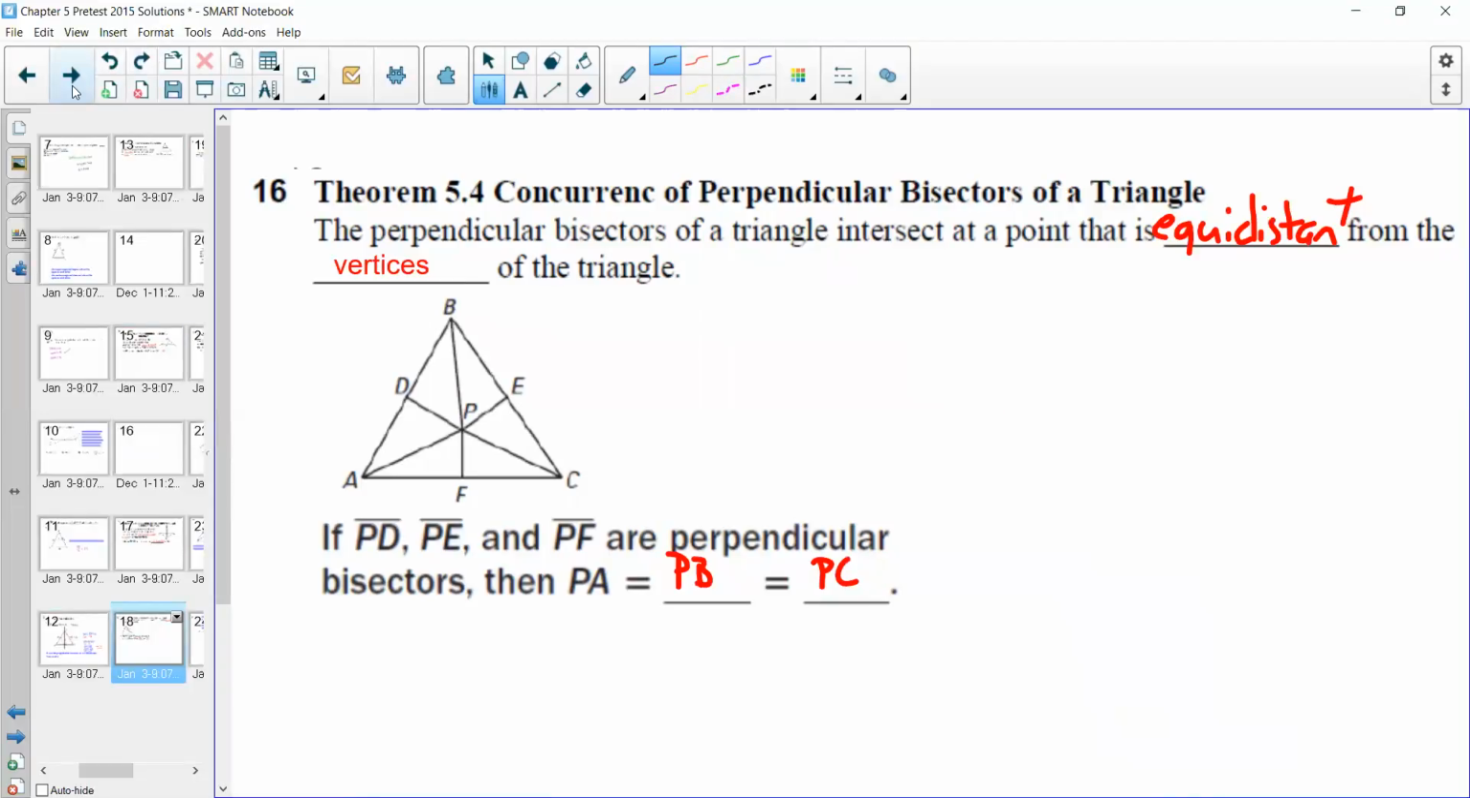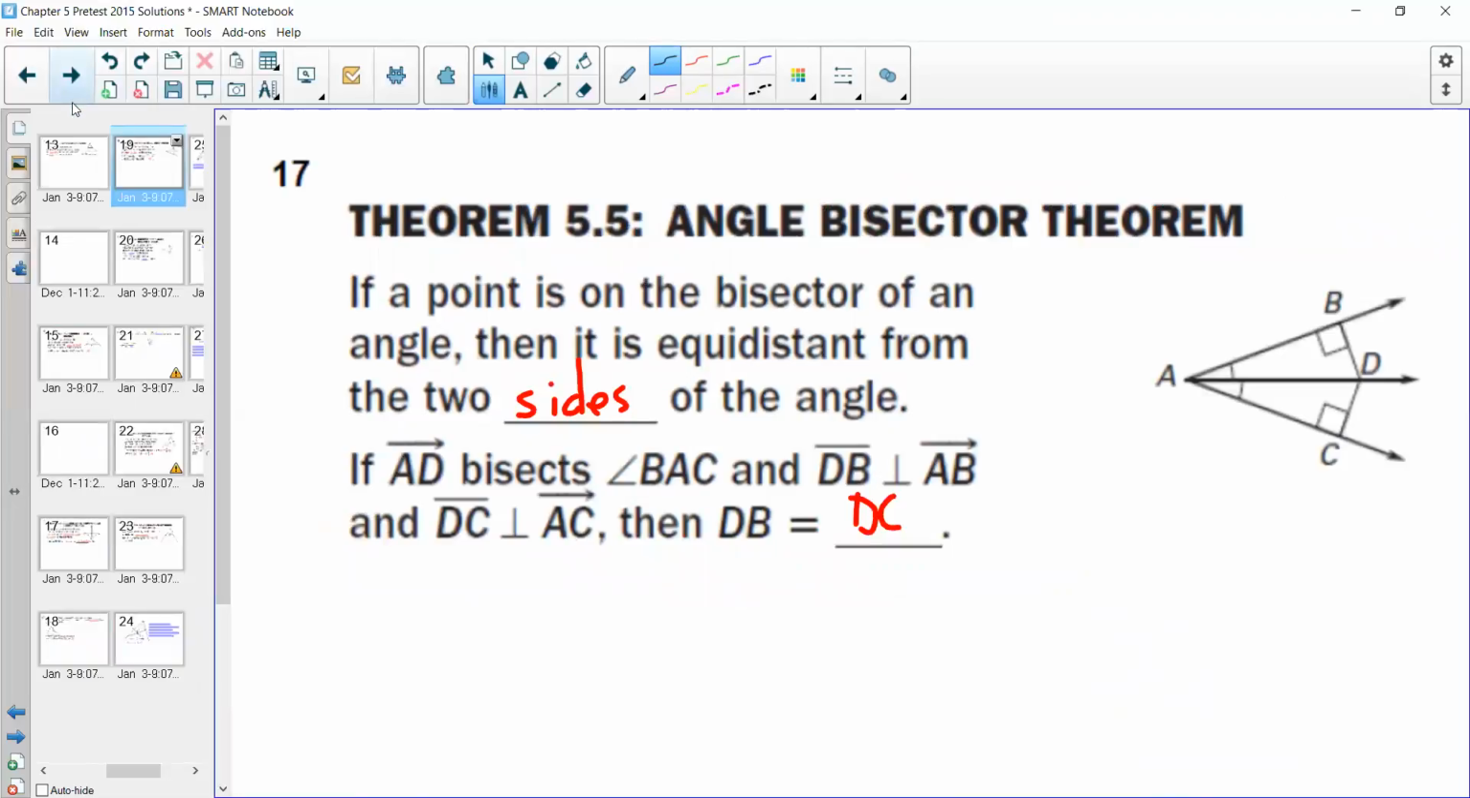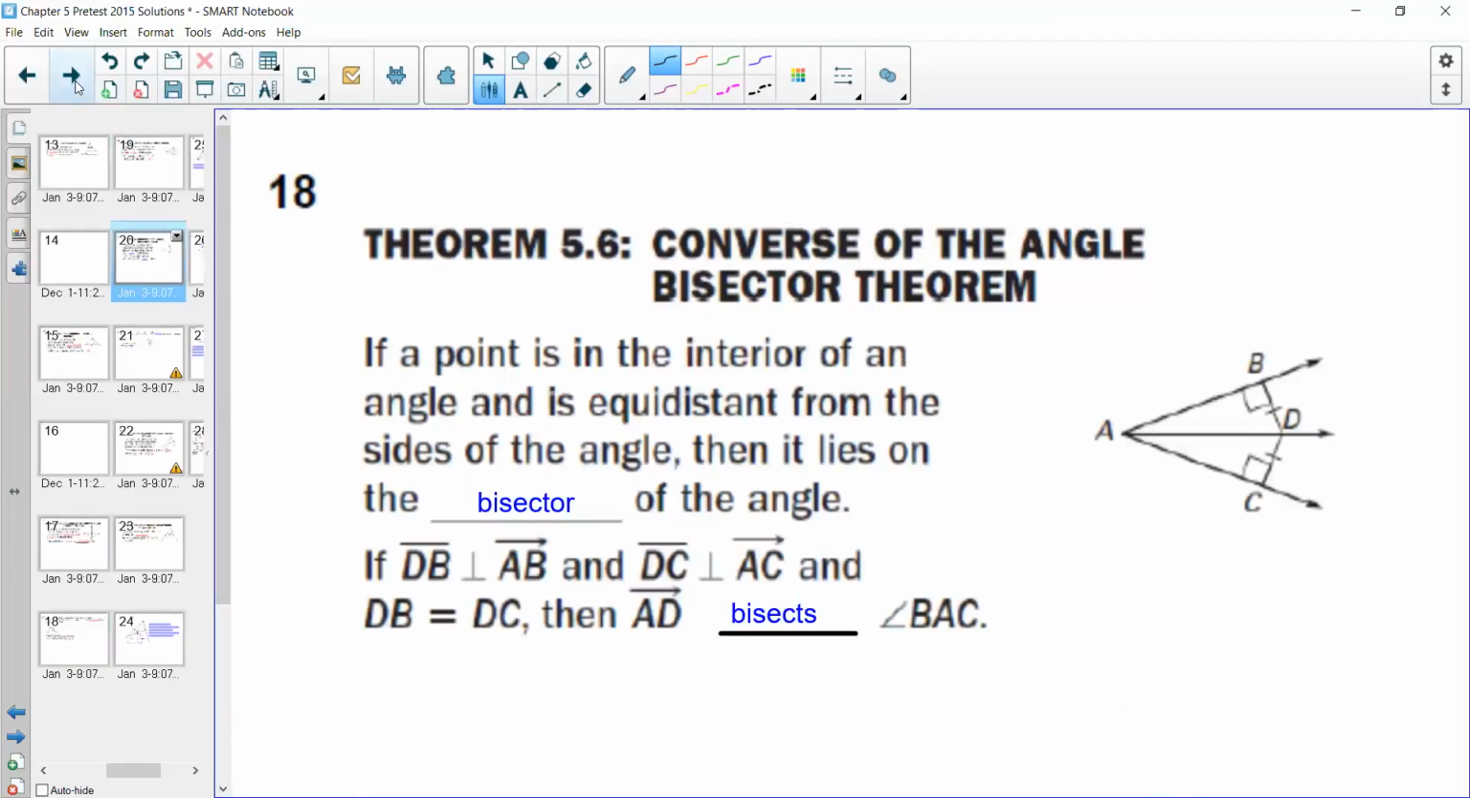All right, so we need to know that the perpendicular bisectors form the circumcenter. The circumcenter is equidistant from the vertices. Okay, so that's why we can circumscribe it. So PA, PB, and PC are all equal in length. Okay, so a point on the angle bisector is equidistant from the sides. And we also know it's true that if we find a point that is equidistant from the sides of an angle, then it must be on the angle bisector.